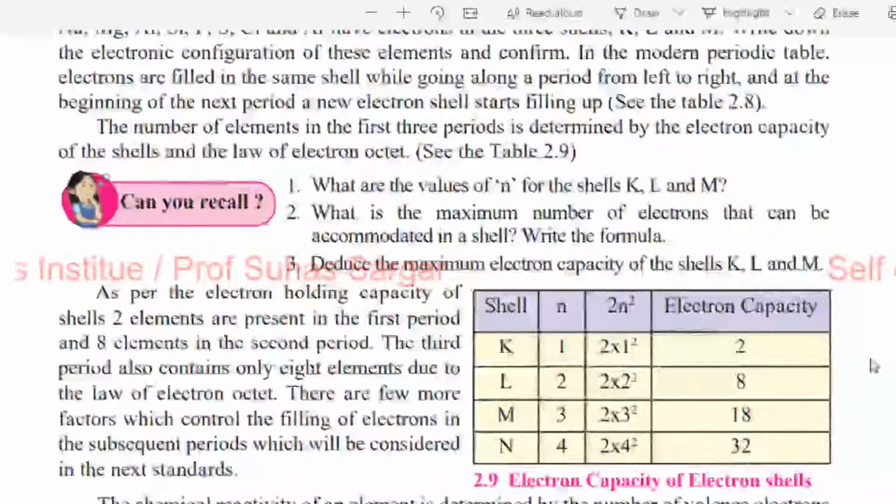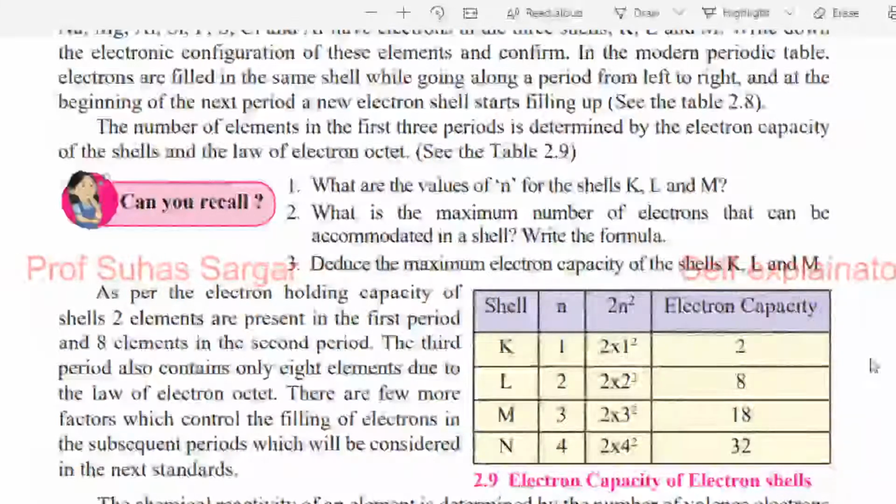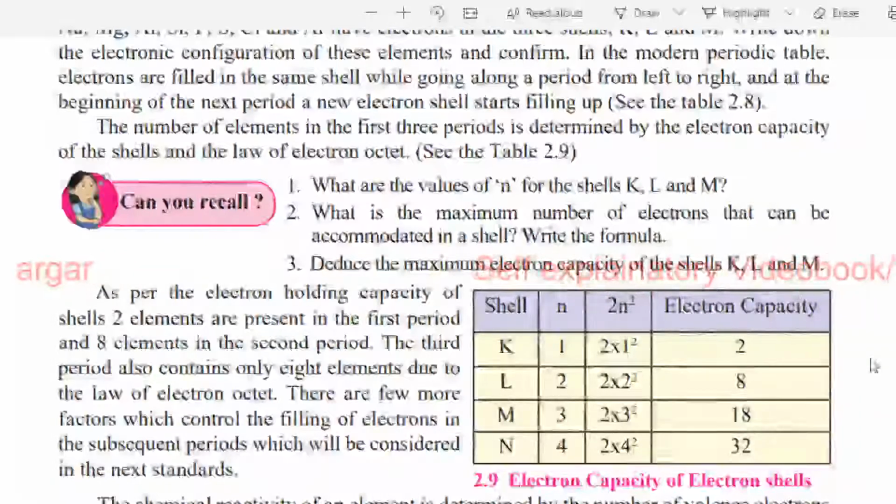Can you recall what are the values of n for the shells K, L and M? Second, what is the maximum number of electrons that can be accommodated in a shell? Write the formula. Third, deduce the maximum electron capacity of the shells K, L and M.